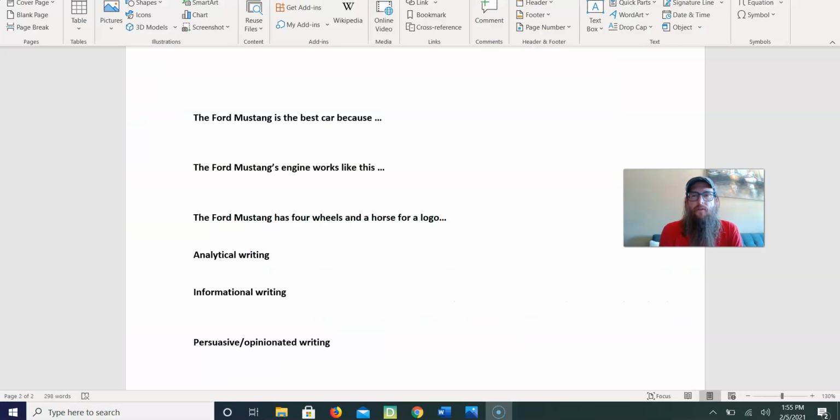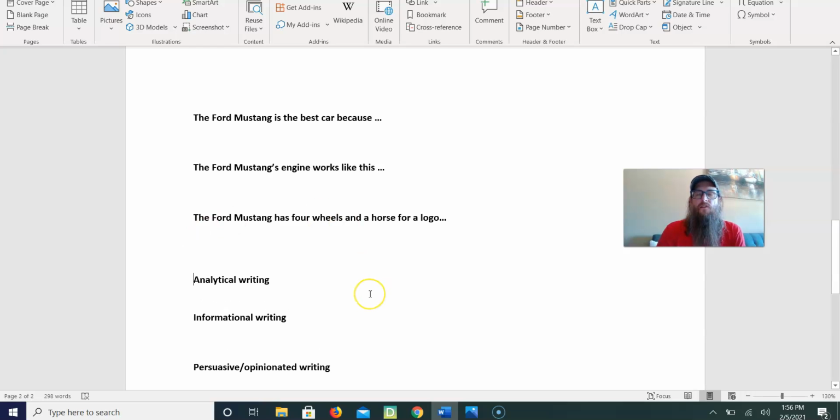Okay, here are three different statements here, and the way each is phrased suggests one of these types of writing is coming. So what I'd like you to do is pause the video and try to match these. Which of these is an analytical statement, which is an informational statement, and which is a persuasive statement? Remember, analytical writing explains how things work. Informational writing just gives facts, and persuasive writing tries to convince someone of something. So pause the video and see if you can match them up.